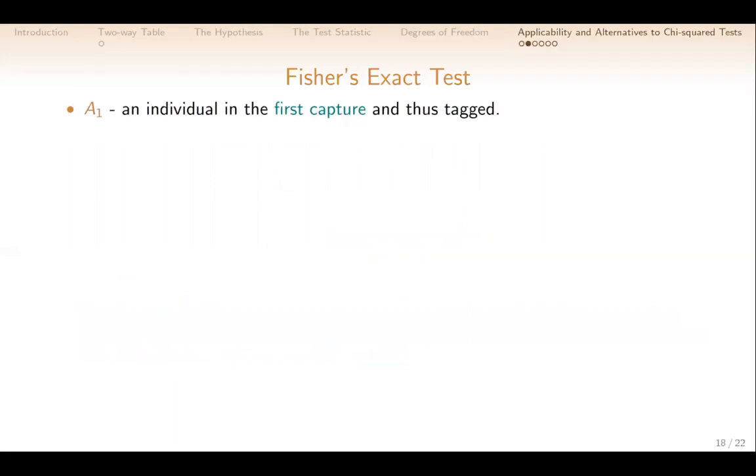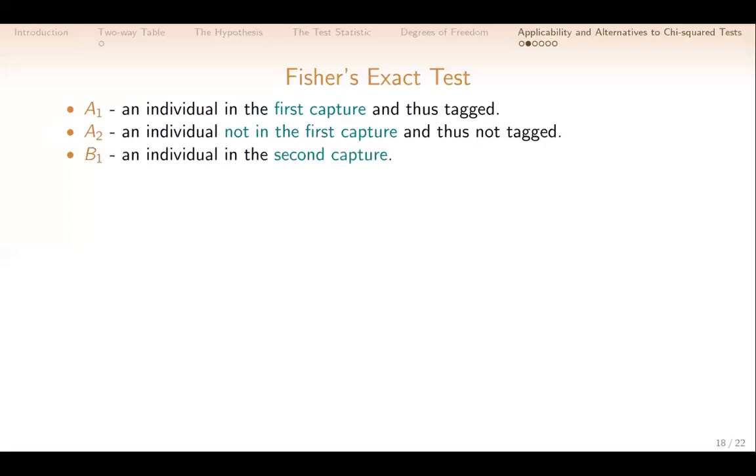So I have 4 cells, and I'll give them names. So A1 is an individual that's in the first capture and thus tagged. And A2 is an individual that's not in the first capture and thus not tagged. So the A's are the question, were you in the first capture? For A1, the answer is yes. For A2, the answer is no. And then the B's are questions about the second capture. So for the second capture, either you were in there or you weren't. So that's what B1 and B2 are. So that describes sort of the whole universe of things.